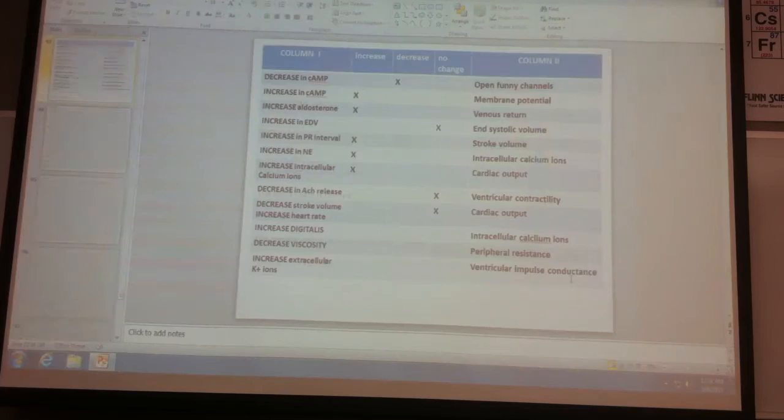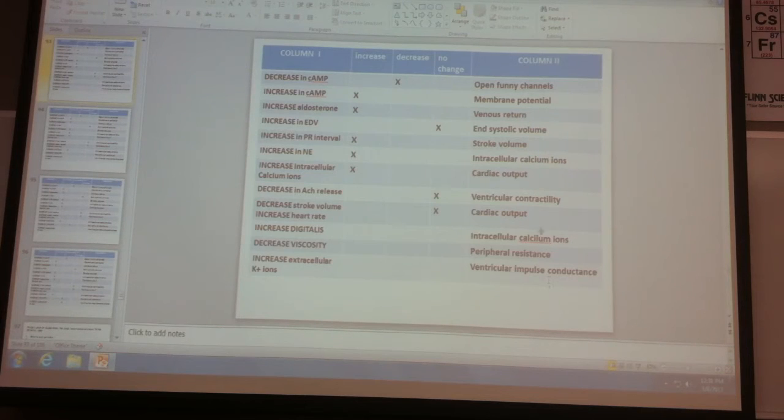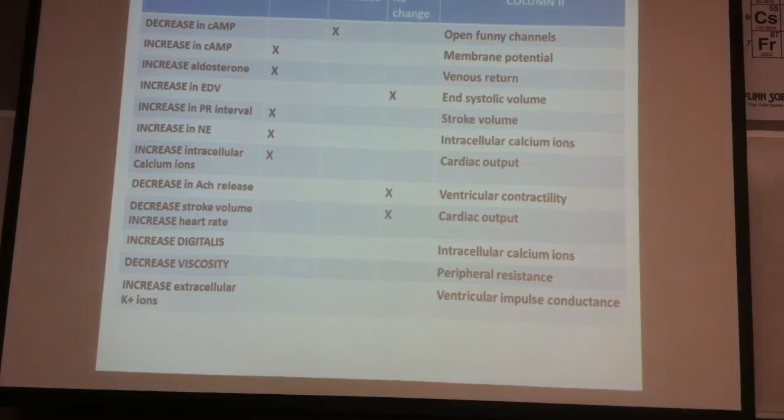Increase in digitalis. What's it going to do to intracellular calcium? Increase. A decrease in viscosity. What was viscosity? The thickness of the blood. So if we have a decrease in viscosity, that would cause a decrease in peripheral resistance. And an increase in extracellular potassium ions? It's going to decrease conduction. It's going to increase the time. Decrease the conduction.